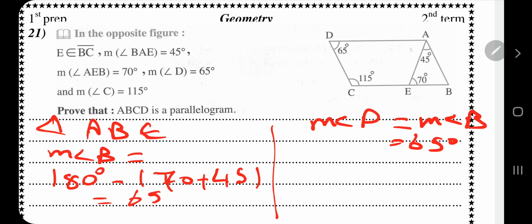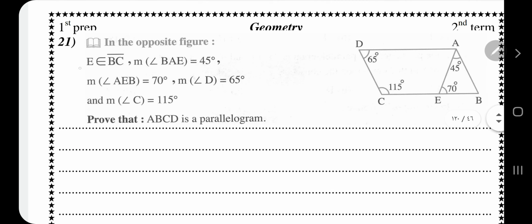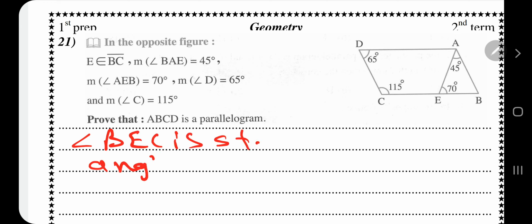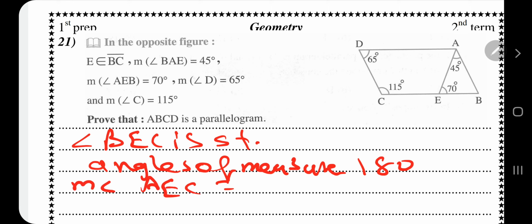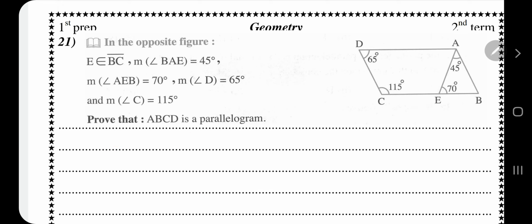I need to find the measure of angle DAE. How can I get that? At first, angle BEC is a straight angle of measure 180. Measure angle AEC equals 180 minus 70, which is equal to 110. This angle is 110.